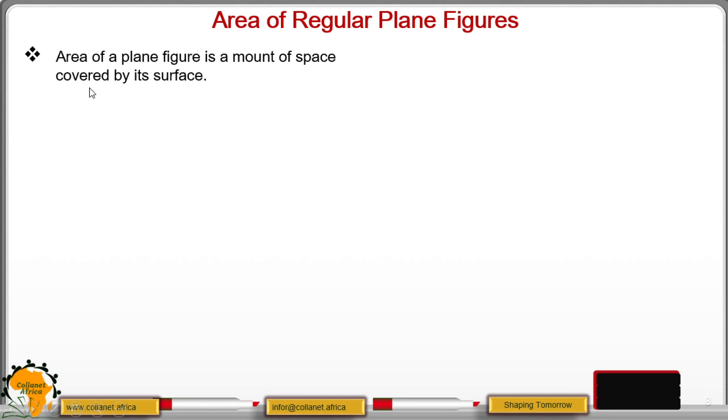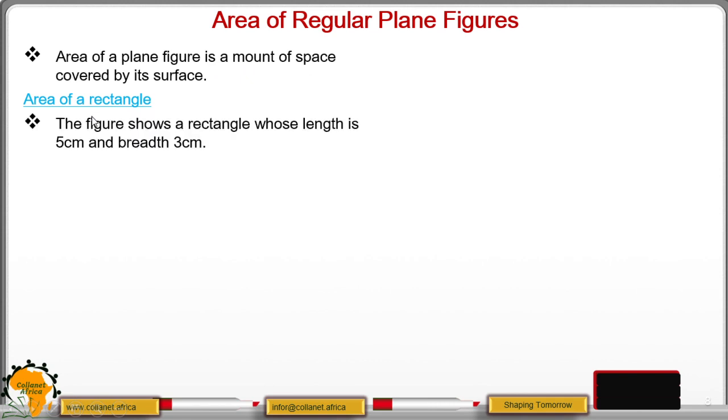Now, in our previous lesson, we have seen that area is the amount of space covered by the boundaries, or enclosed by the boundaries, of a plane figure. But now when we come to different plane figures, we are saying that it is the amount of space covered by its surface. We start with the first figure, that is the area of a rectangle.